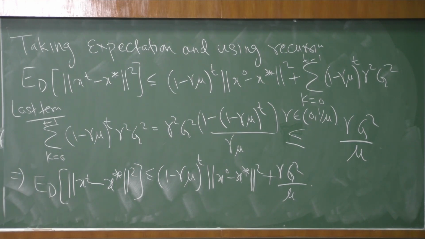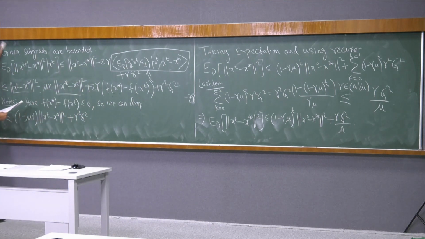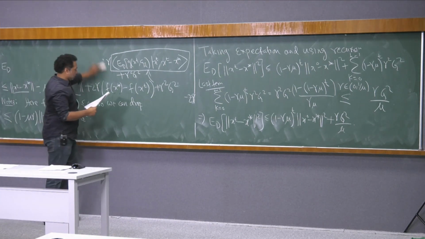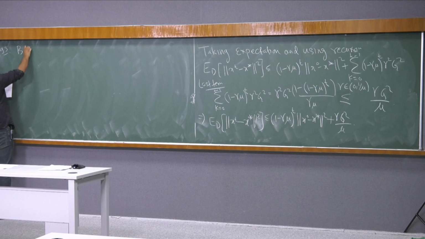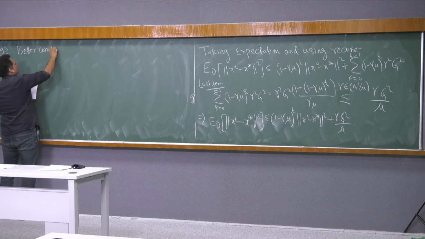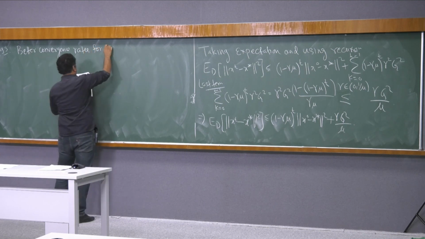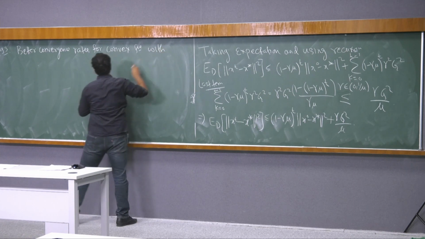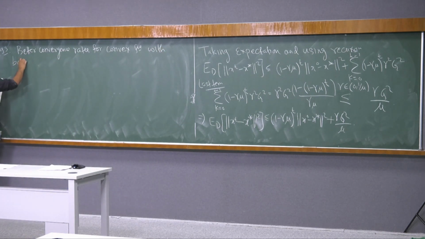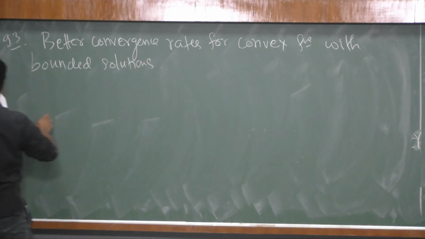Yeah, so then we move to 9.3, where we will have some assumptions also on the bounds of the solutions. So all this will be useful. So 9.3 is about better convergence rates for convex functions with bounded solutions. So now we will have bounded solutions also. Okay, so let us see a consequence of that.